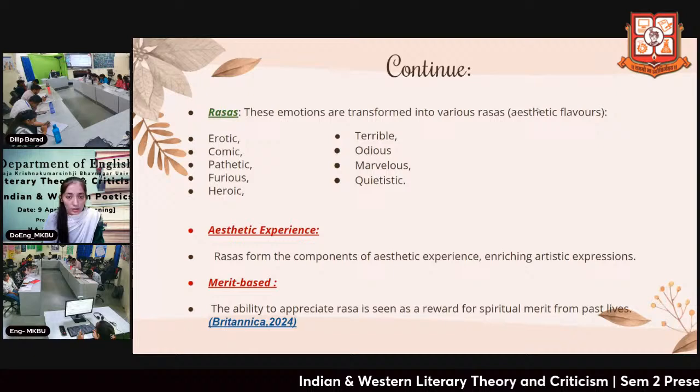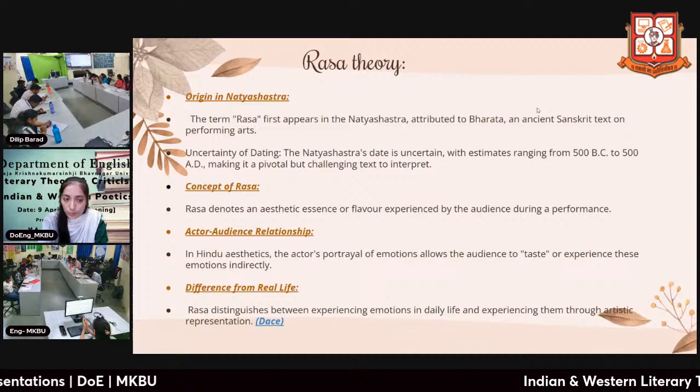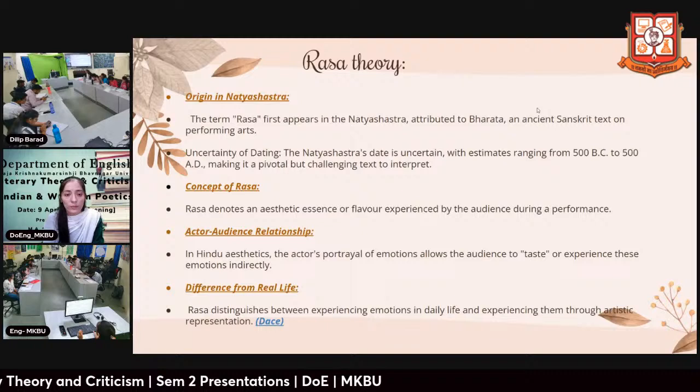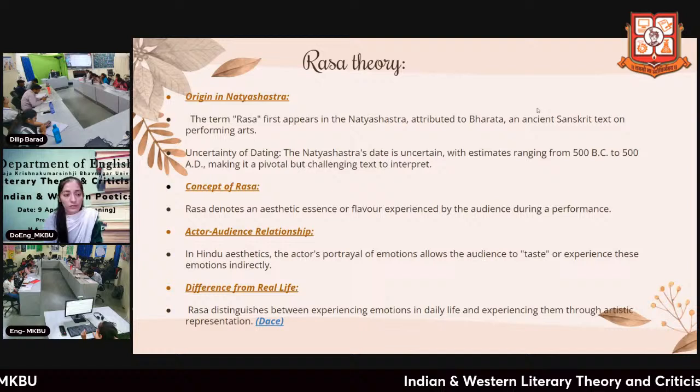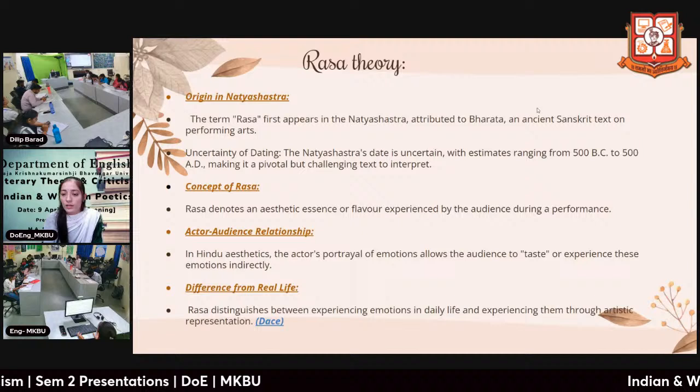Now let's see more about Rasa theory. We can find its origin in the Natyashastra, which first appears in the Natyashastra attributed to Rishi Bharata, a Sanskrit text on performing arts. There is a myth about the Natyashastra that it is a divine text which describes all the rules. Uncertainty of dating: the Natyashastra's date is uncertain.